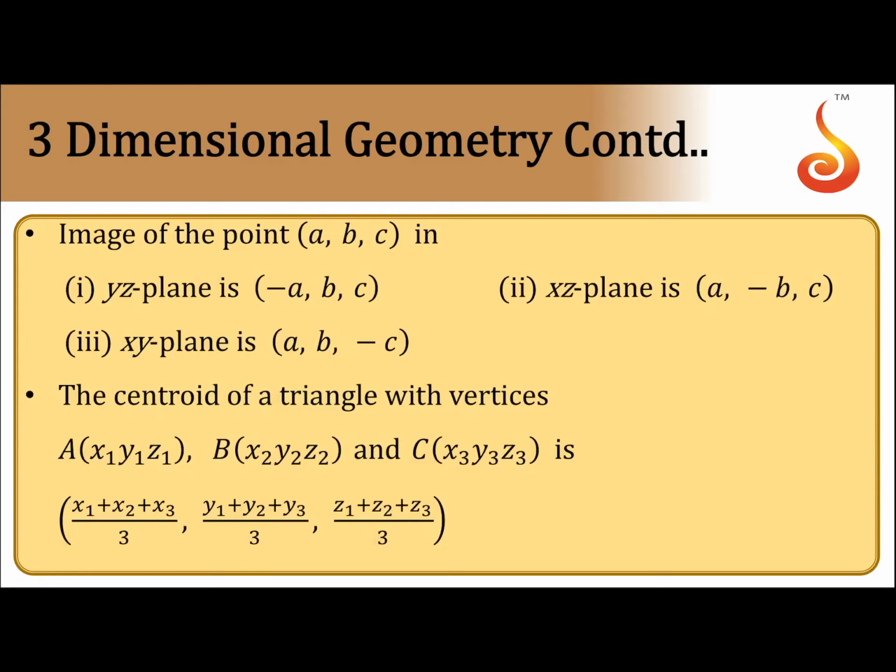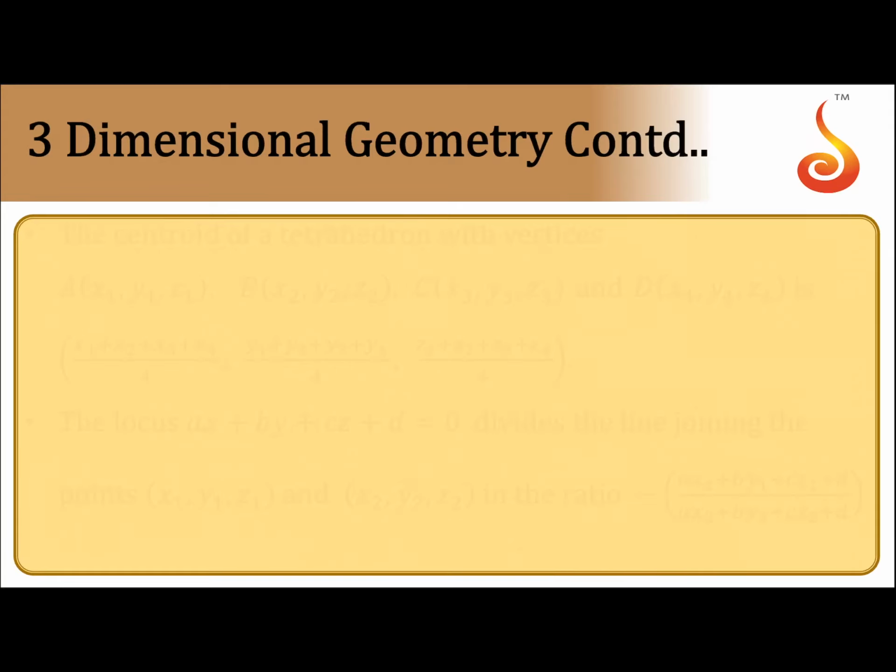Coming to the next concept, when you take up the concepts with respect to the image point with respect to the coordinate planes, you will be getting the corresponding images. The centroid of the triangle is nothing but (a plus b plus c) by 3, that is, (x1 plus x2 plus x3) by 3, (y1 plus y2 plus y3) by 3, (z1 plus z2 plus z3) by 3.